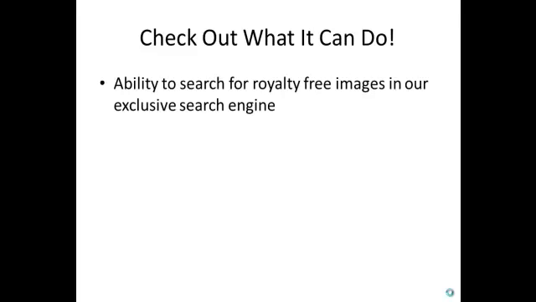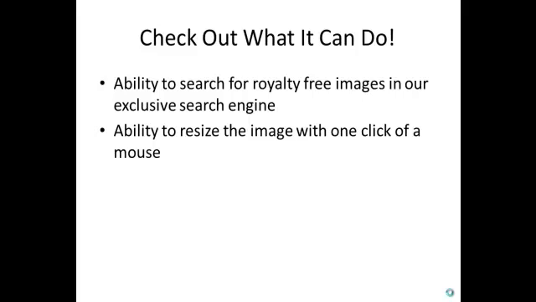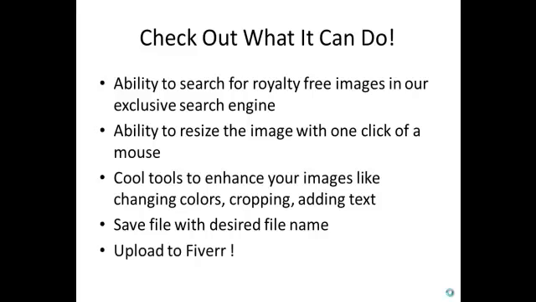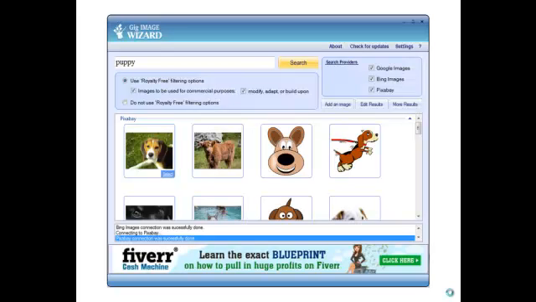So what I'm going to do right now is walk you through so you can check out what it can do. It gives you the ability to search for royalty-free images in our exclusive search engine. It gives you the ability to resize the image with one click of a mouse. It also has some other cool tools that you can use to enhance your images, like changing colors, cropping, even adding text. When you're done, you can save the file with the desired file name and then simply upload it to Fiverr. Now, this is what the Gig Image Wizard actually looks like. I'm going to walk you through how easy it is to use it.